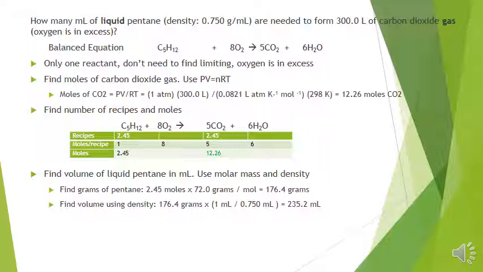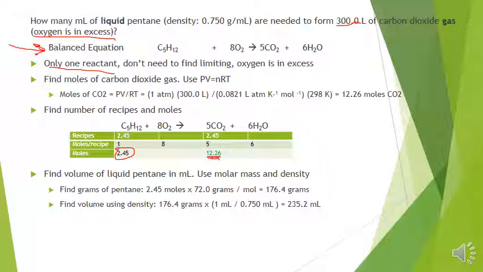Okay, last problem. How many milliliters of liquid pentane with a density of 0.75 grams per mil are needed to form 300 liters of carbon dioxide gas when you have oxygen in excess? Okay, so here's the balanced equation. We only have one reactant. We're told that the oxygen's in excess, so we only want to find one of these. We're only given the amount of carbon dioxide, so we don't have to find the limiting reactant.